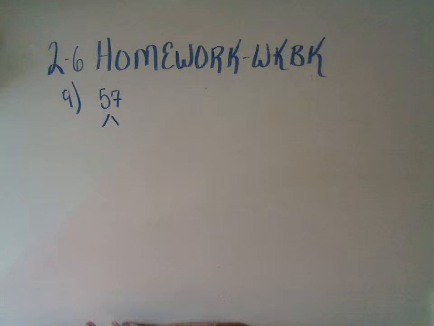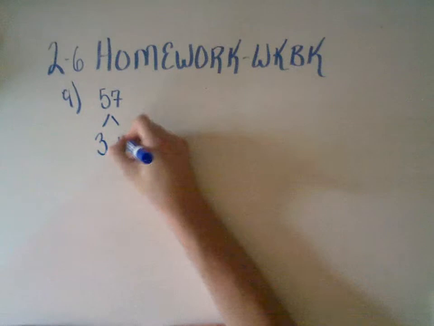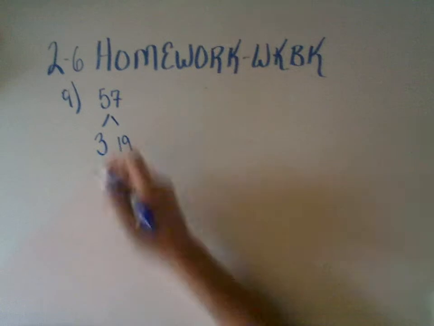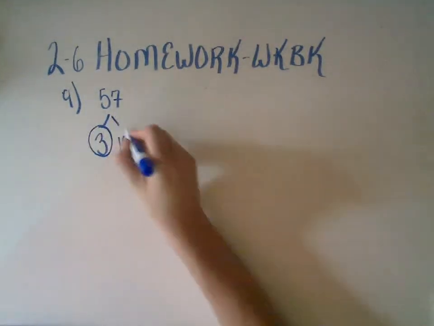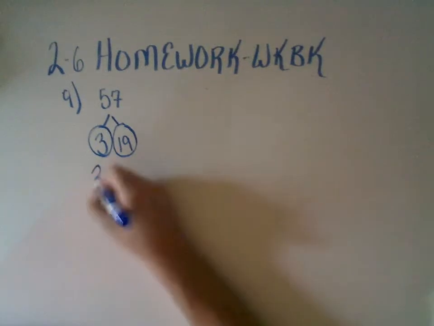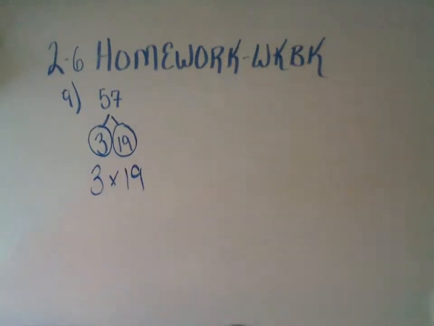So with 57, we should see real quickly here 3 and 19. 19 times 3 does make 57. And that's a good choice because 3 is a prime number. The only way to make 3 is 1 times 3. And 19 is a prime number. So that means we're done. We've primed out all the branches of the factor tree. We could keep going and make more branches, but we don't need to because we've got all prime numbers. So on the blank where they're asking you to write the prime factorization, you're going to write 3 times 19.